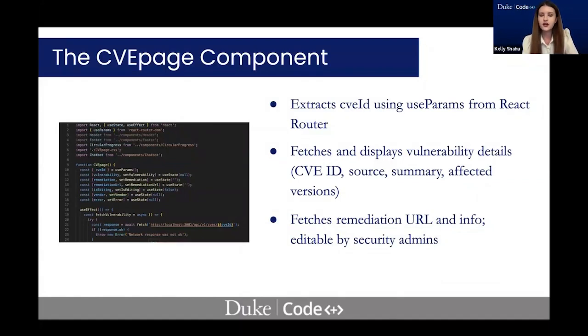Upon mounting, the component makes asynchronous calls to 3 endpoints. First, it retrieves the general vulnerability details such as the CVE ID, assigner source name, summary, and affected versions. Next, the component fetches the remediation URL and any existing remediation information.